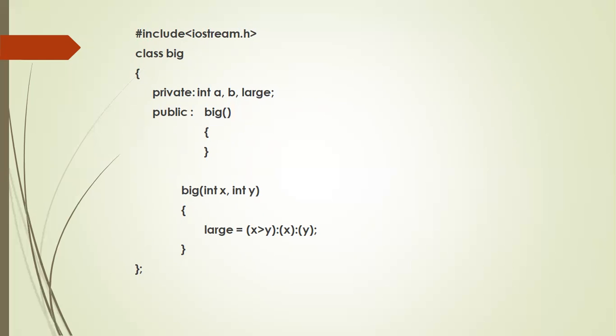Is 10 greater than 20? True or false? It is false. In that case, the y value, 20, is assigned to large. So now large becomes 20. X value is 10, y value is 20, and the biggest among 10 and 20 is assigned to large. That means large will now be 20.